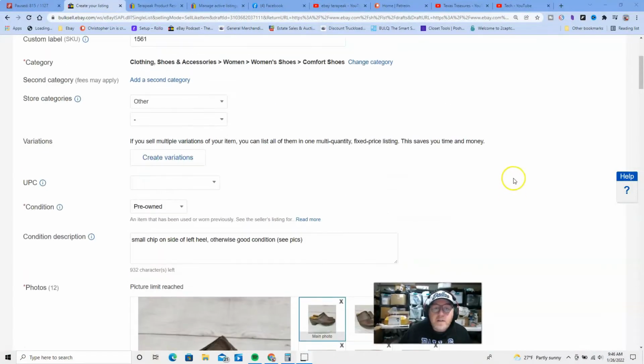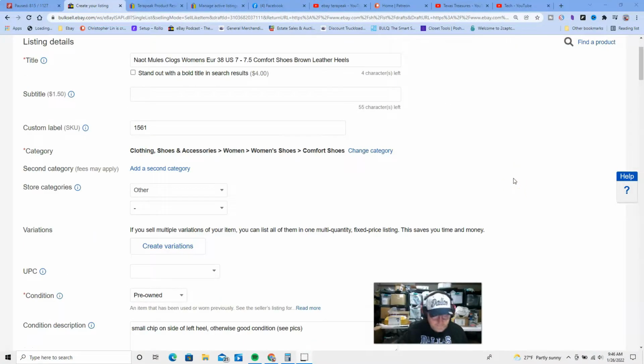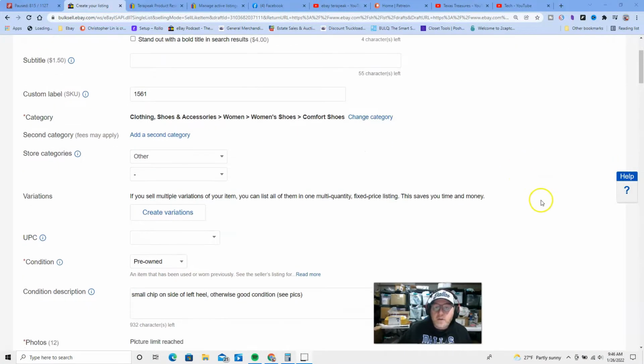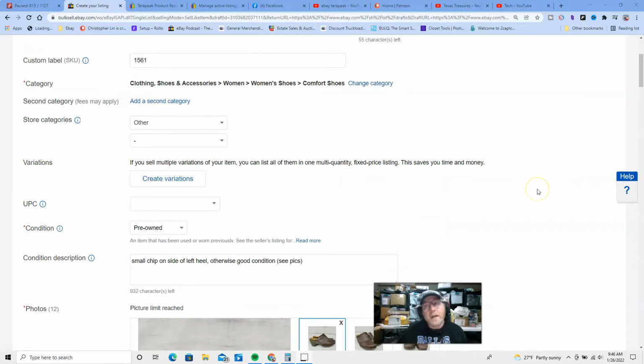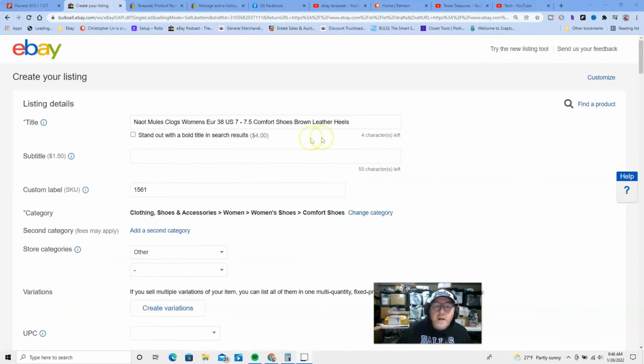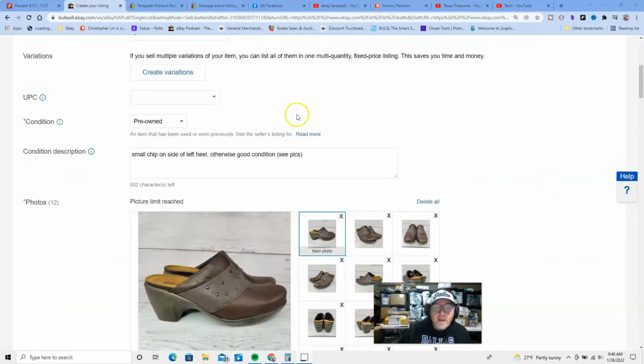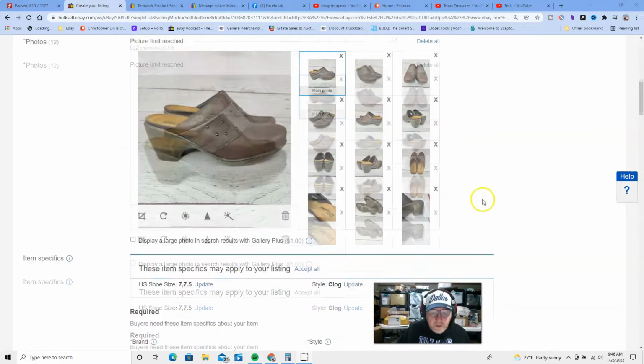Alright, I am listing a pair of Nayot Mules clogs. Right here you can see the pictures. These are like brown comfort shoes made in Israel. You can see I've already got the title made out. I have my SKU. I've noted the condition. I have all 12 pictures.